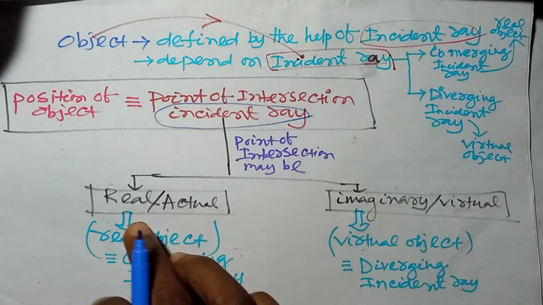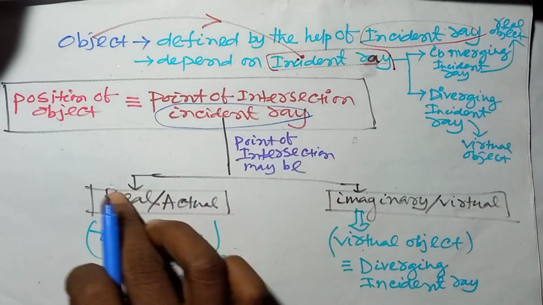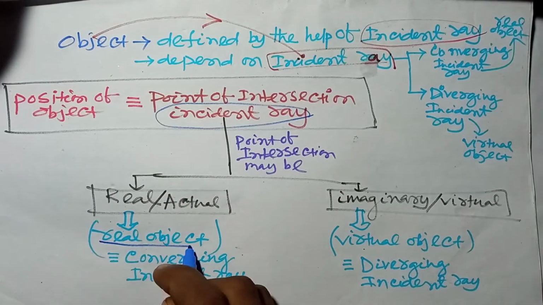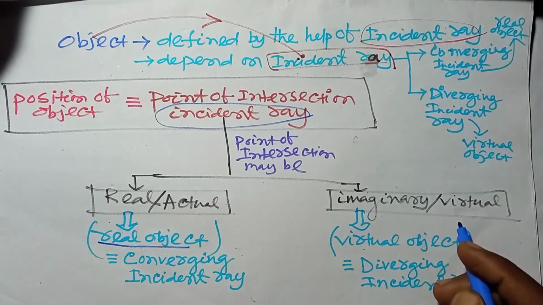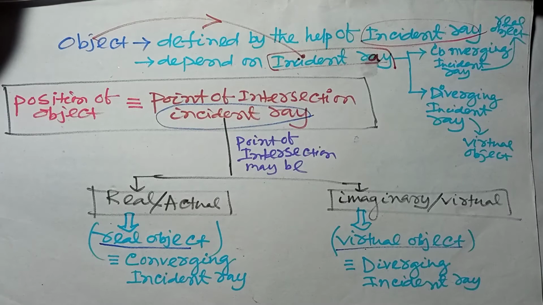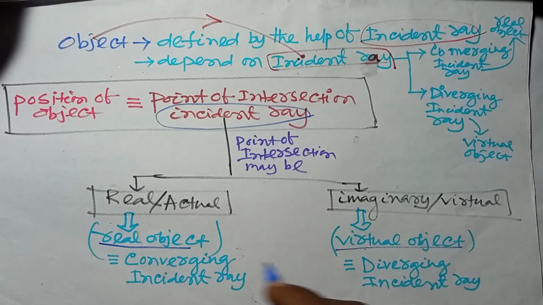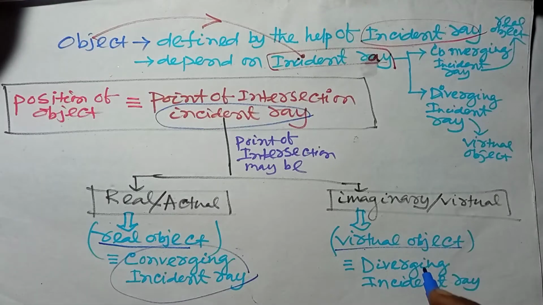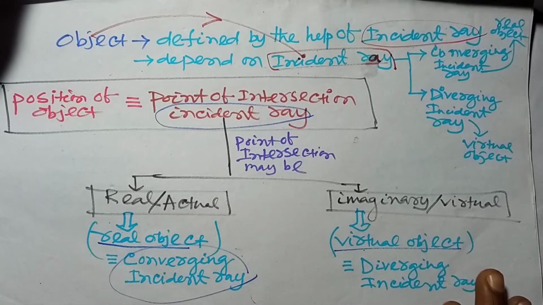In case of the real or actual point of intersection, the object will be your real object. In case of imaginary point of intersection, your object will be virtual object. The real object is formed by the converging incident ray and the virtual object is formed by the diverging incident ray. So let's see an example.